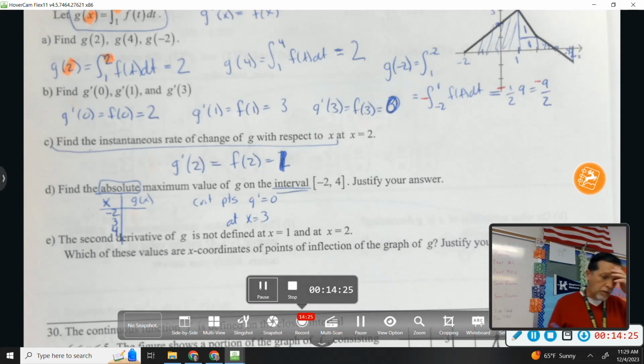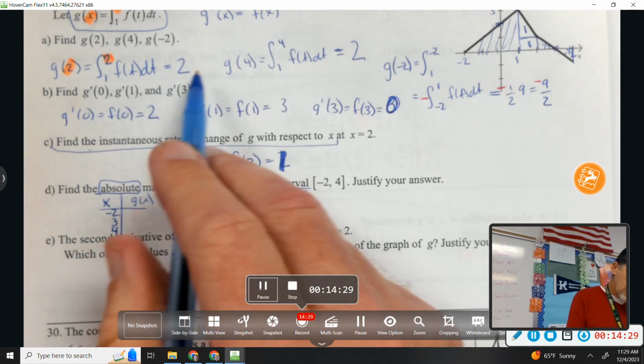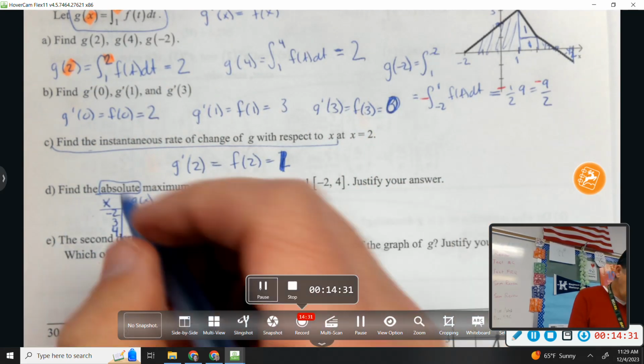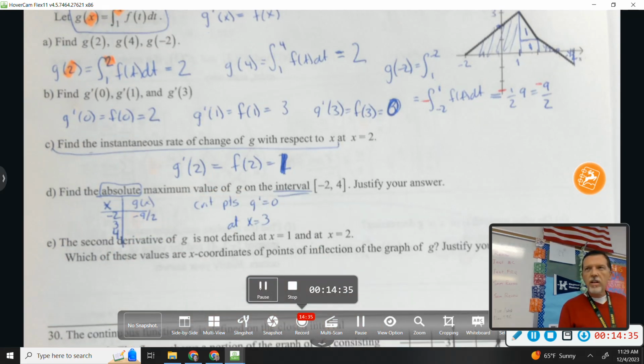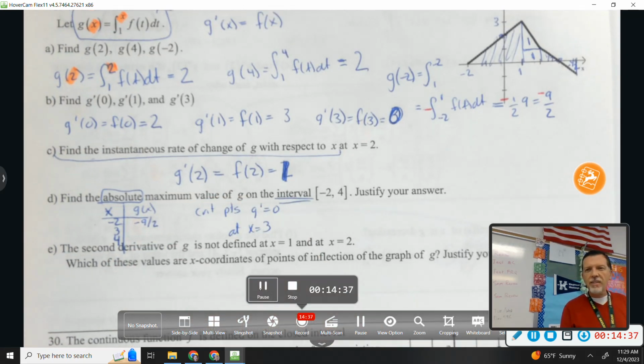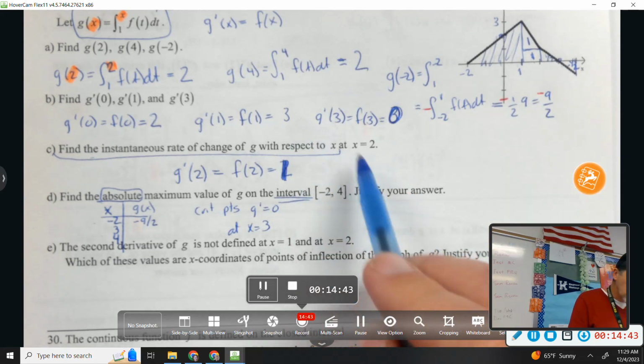Okay, did we find all of these already? G of negative 2 is negative 9/2. G of 3 we did not find yet. I'll have to find that one in a minute. G of 4 is 2.